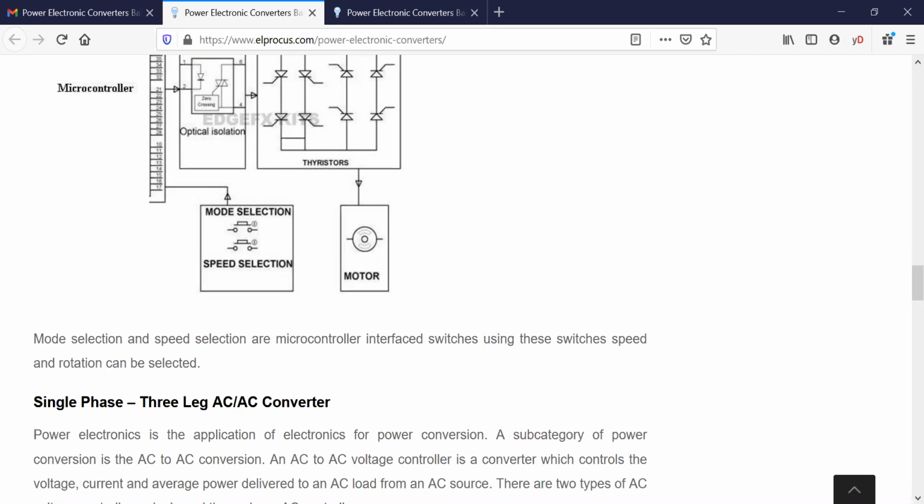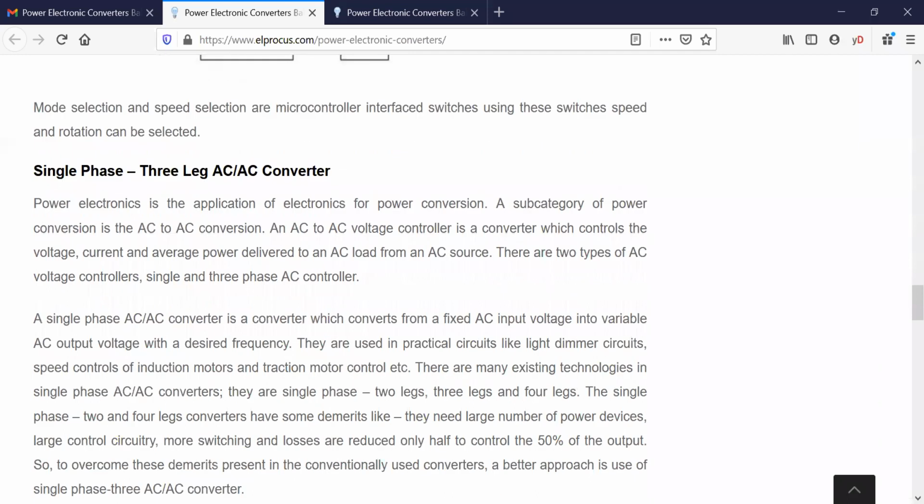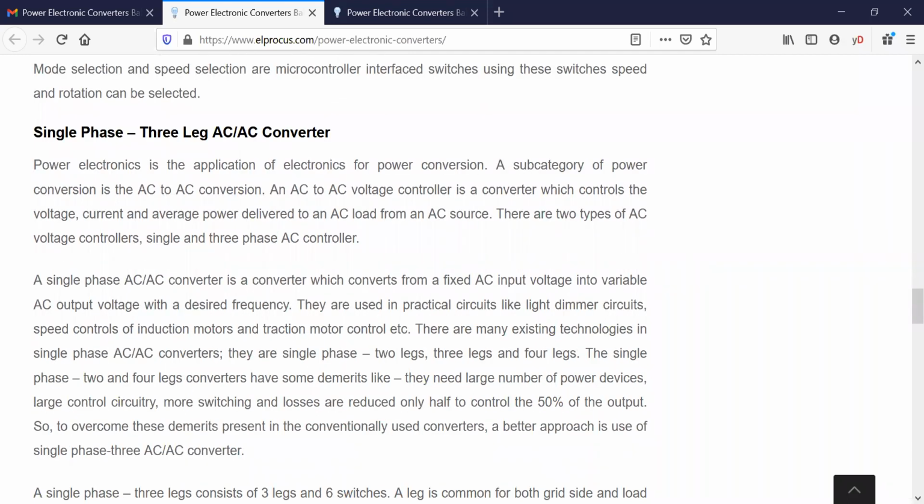Then we have the single phase 3-leg AC to AC converter. In power electronics, we know there are converters, the inverter and the rectifier, which we already discussed. Power electronics is the application of electronics for power conversion. We are converting power, and a subcategory of power conversion is AC to AC conversion. The AC to AC converter, or voltage controller, converts AC to AC.